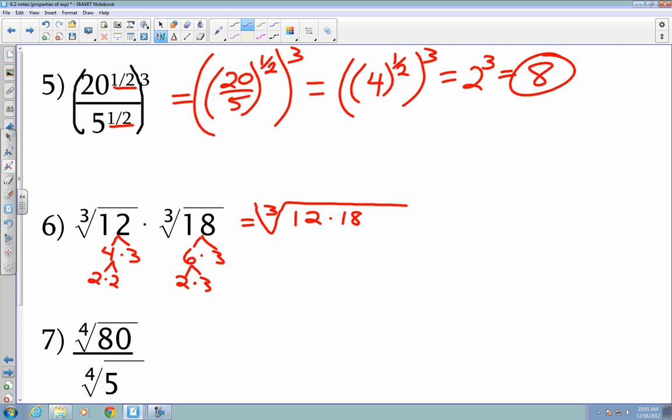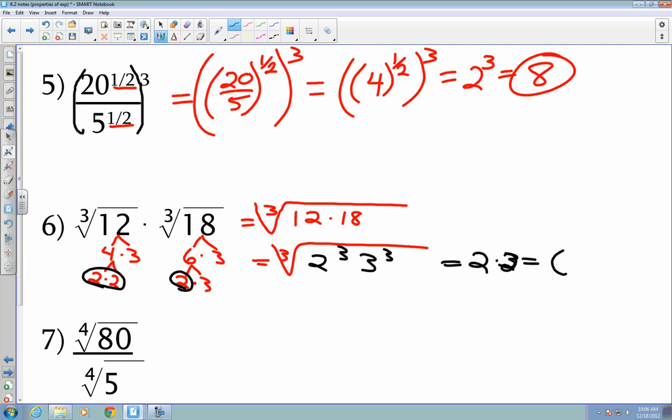So if you look at this, another way I could write this would be, okay, if I look at all the 2's, I have 1, 2, 3 2's, 2 to the 3rd, and 3 3's, 3 to the 3rd. Well, if I take the cube root of 2 to the 3rd power, I get 2. If I take the cube root of 3 to the 3rd power, I get 3. So I get 2 times 3, which is 6. If you multiply 12 times 18 and take the cube root, you get the same thing.